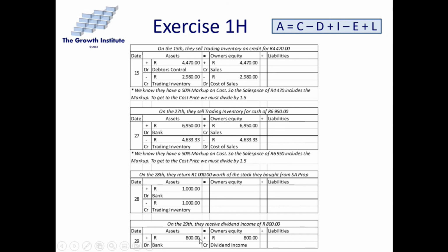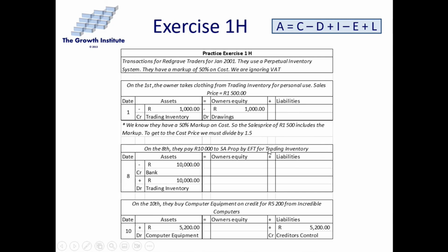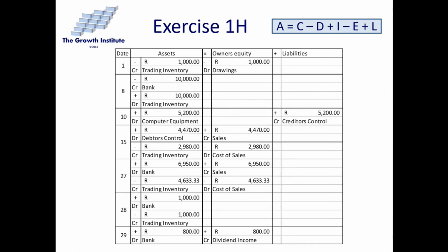Now, what you would possibly have noticed is that they are at least always giving you one of the account names in the question. Here they have dividend income, so you know that that will be one of your accounts. Here it was stock. Another word for stock is trading inventory. Same here, trading inventory given. Here we have trading inventory. Here we have Incredible Computers. It's a creditor, so it must be creditors control. And here we have the owner takes, so it must be a drawing. So just read carefully and you will be perfectly fine.